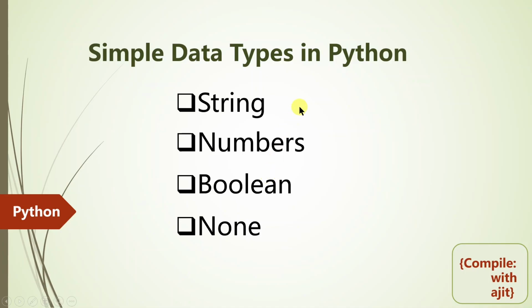As you know, we studied 4: string, numbers, Boolean, and None. We're going to work with them a lot in the future in this series. String is going to be our next chapter, where we'll see how to manipulate strings, how to slice strings, and so on.